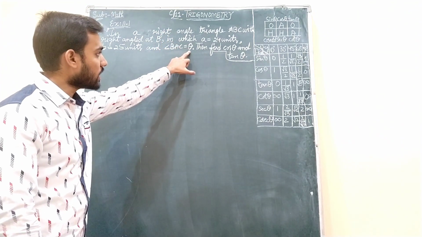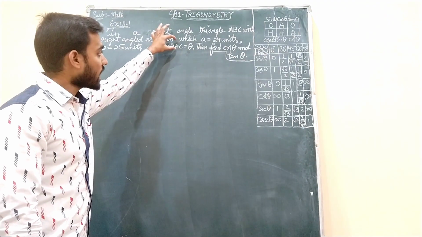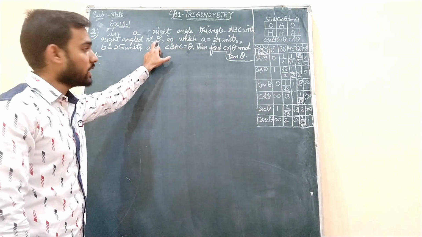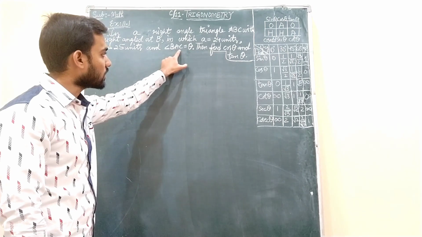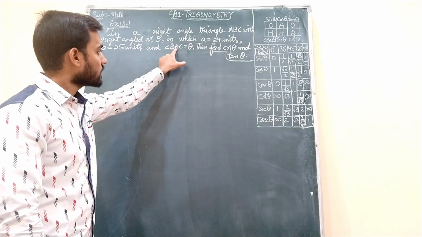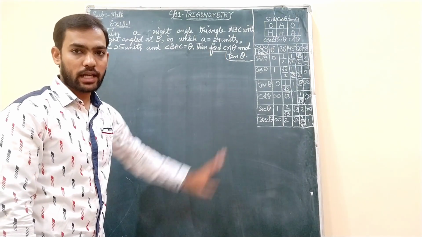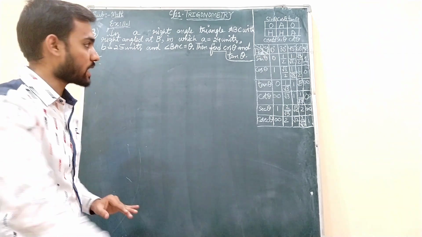And where is this theta? BAC means A is in between, right? So angle A is theta over here. Already we got angle B is 90 degrees, and here angle A is theta because A is at the center of the three letters. Okay, so that is the reason angle A will be theta. We have to find out cos theta and tan theta. Only ratios you need to find out. You need not do any addition or subtraction.